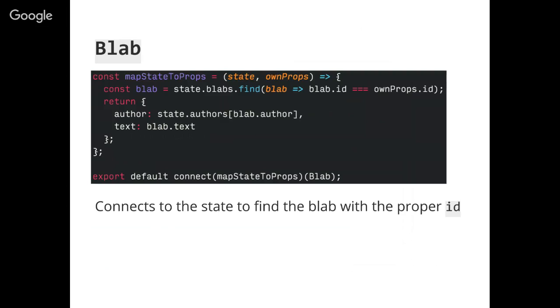Because every individual blab only knows that it's got an ID, it needs to iterate through this whole array of blabs to be able to match what ID matches up. And if you're familiar with big O notation, that's O(n)², which is a little more complicated than it needs to be. So we can fix that in just a second. But at the end of the day, this mapStateToProps returns just the author and the text. That's all that's necessary for the blab to render. And we decorate it, and there we are.